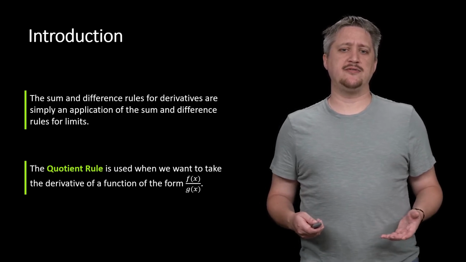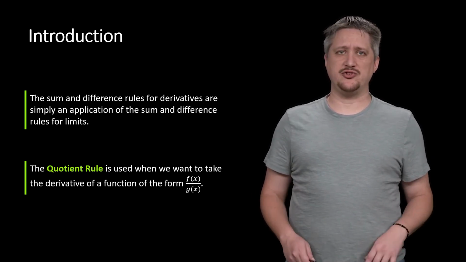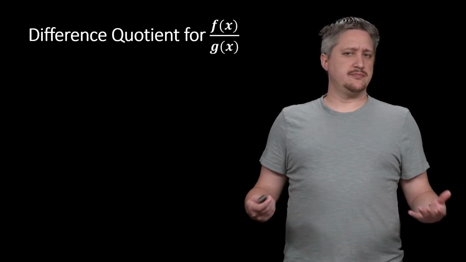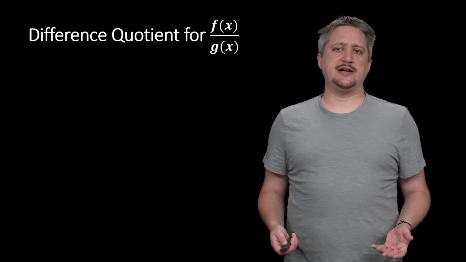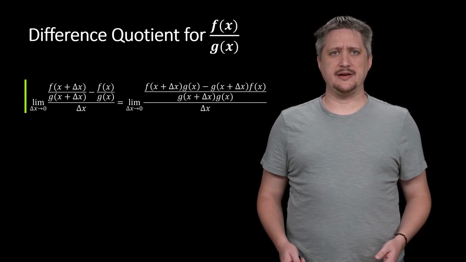The quotient rule is what we're tackling now, and it's what we're going to use when we have derivatives of functions that have quotients, the f of x over g of x. So as usual, we're going to start by looking at the difference quotient. The difference quotient is a big thing here.